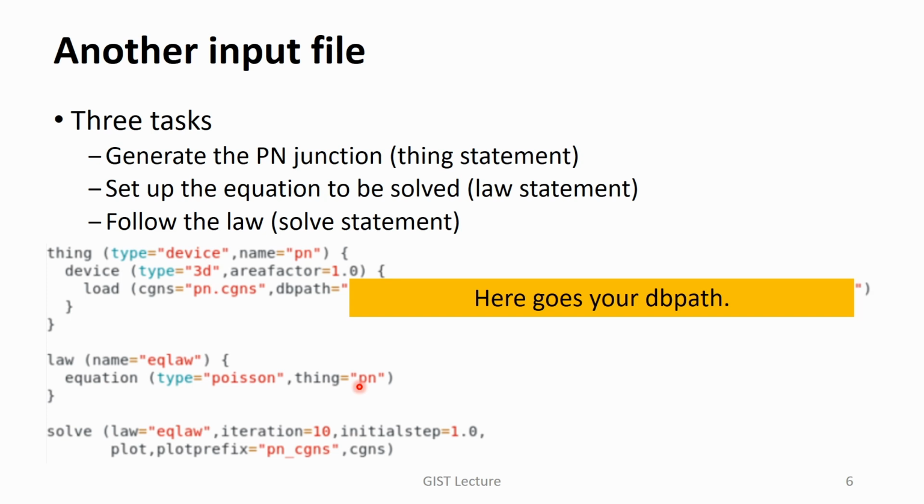Finally, we follow the law. It is done by solve statement. Which law is solved? In this example, EQ law is selected. After running the G device, the output file pn underscore cgns dot cgns will be made.